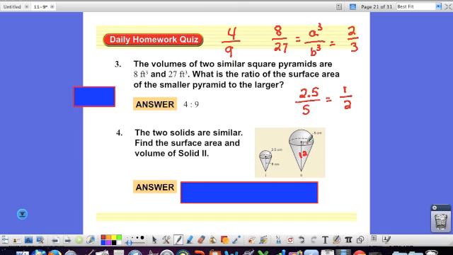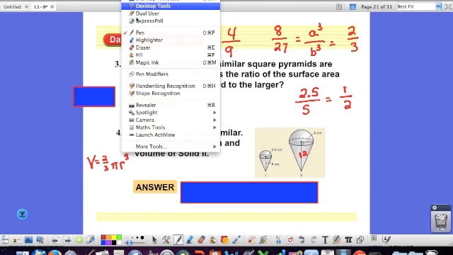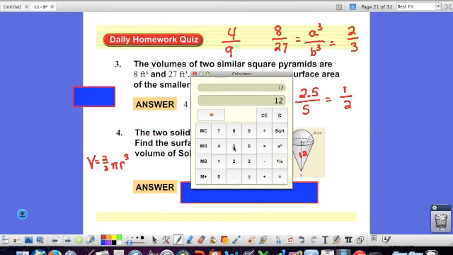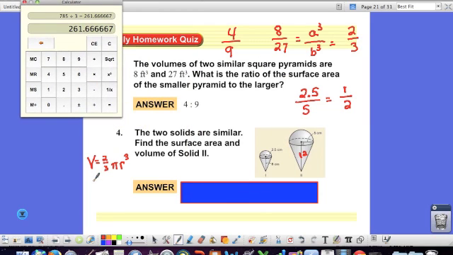So for volume, this is a hemisphere. So the formula for volume for the hemisphere, instead of 4/3, is going to be 2/3 pi radius cubed. 5 times 5 times 5 is 125, times 3.14, times 2, divided by 3. So the volume of the hemisphere on top is 261.7.